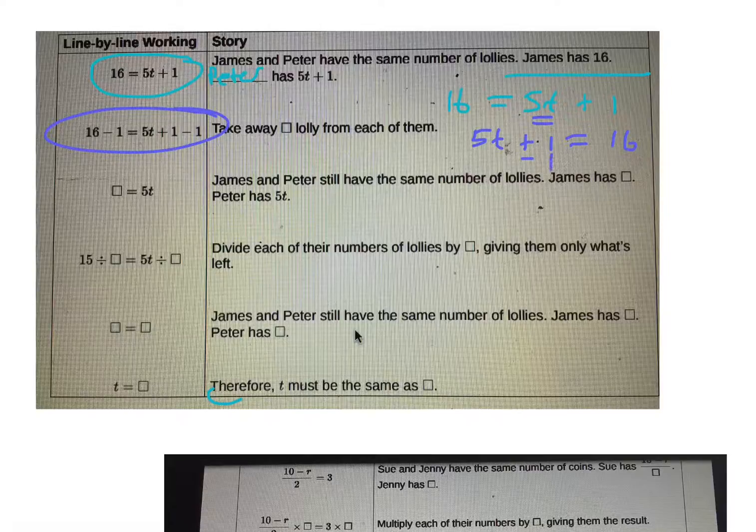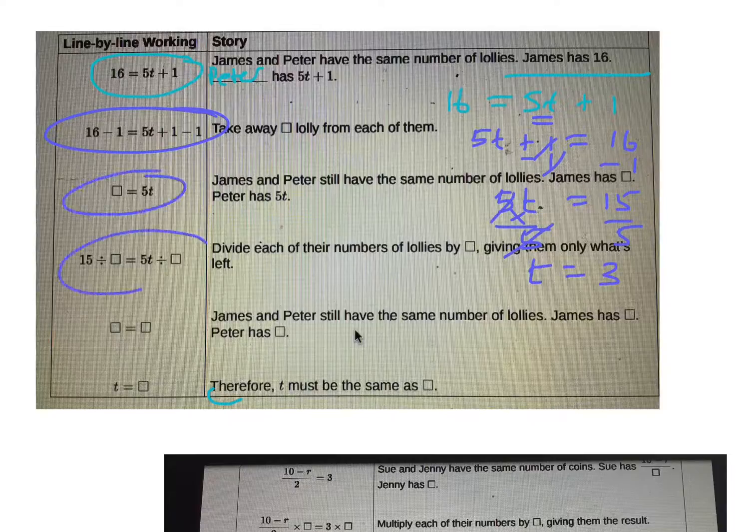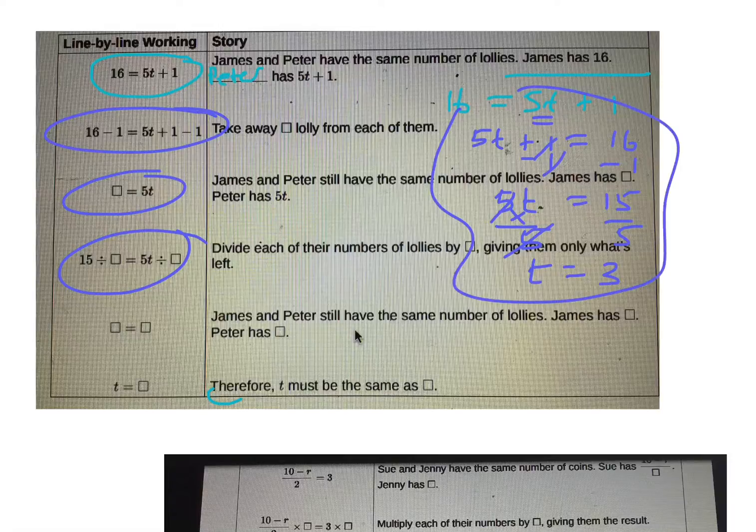You can swap the two sides, and then if you take one away from both sides, what you do to one side you do to the other, then you end up with 5t equals 16 minus 1, which is 15. And then the opposite to timesing by 5 is divide by 5. So just ignore this method here and just use this, okay?